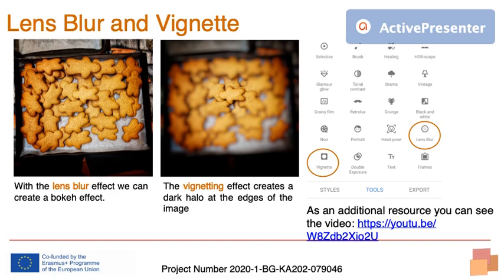The vignetting effect creates a dark halo at the edges of the image. Even in this case we can identify a point in the photographed scene around which the vignetting effect will be created.